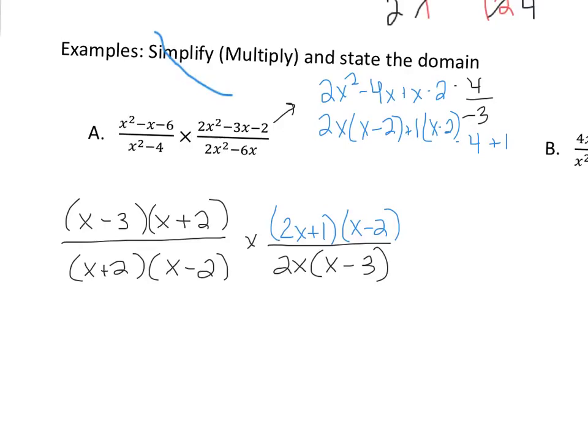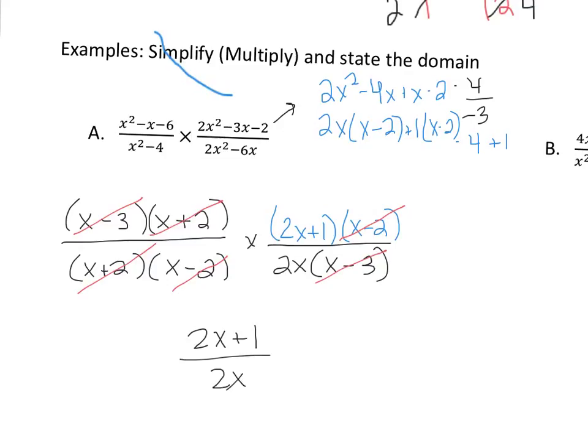So I'm going to cancel this x plus 2 with this x plus 2. I'm going to cancel this x minus 2 with the one diagonal from it, the x minus 3 from the x minus 3. And I'm left with (2x + 1) over 2x.